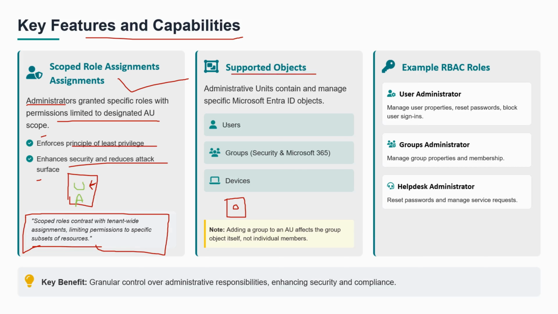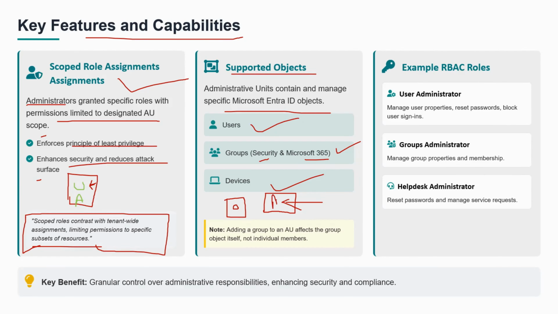Okay. Supported objects: an administrative unit contains and manages specific Microsoft Entra objects: users, groups, both security and M365, and devices. So basically, from the GUI, you can't add service principals or applications to this AU. But from PowerShell, for some of the applications, it is possible. From the script, you can add the enterprise applications to the AU.